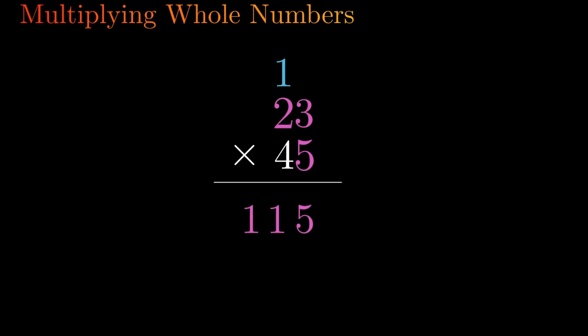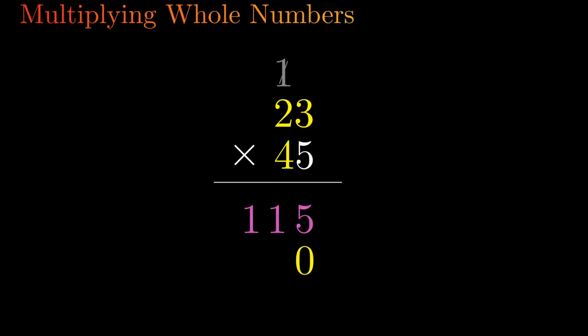Step 2. Now we multiply the top number, 23, by the tens digit of the bottom number. That's the 4. Because this 4 is in the tens place, it's actually 40. To show this, we add a 0 as a placeholder in the ones place on our next line.